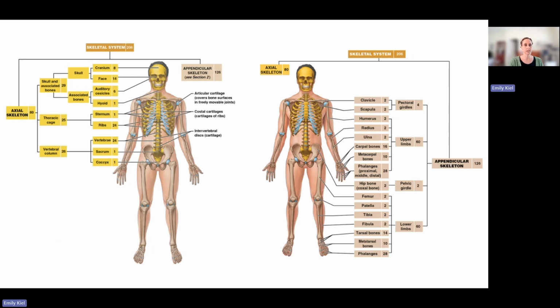So we're looking here at the axial skeleton. That includes our skull, our thoracic cage, and our vertebral column. And I guess the associated bones of the skull are included as well. And then we have our appendicular skeleton, and that's the pectoral girdles, the upper limbs, the pelvic girdles, and the lower limbs. So you want to know which bone fits in which category.